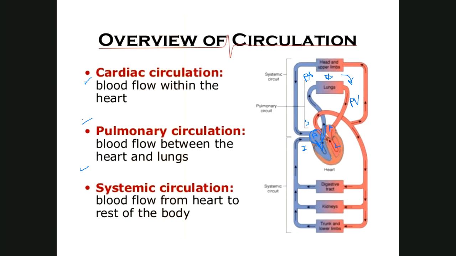This blood's going to go into the left atrium and then pass through the bicuspid valve. Remember, another name was mitral, and a third name was the left atrioventricular valve. From the ventricle, it's going to pass through the aortic semilunar valve, and then it's going to go into the systemic circulation. So that's going to take this oxygenated blood all over the rest of the body.